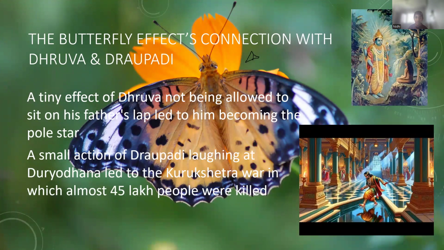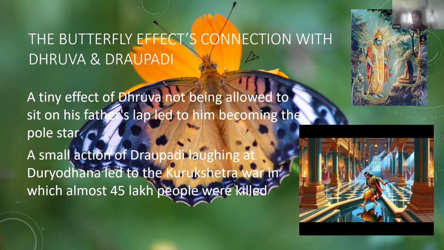Now we can connect the butterfly effect with the story of Dhruva and Draupadi. The tiny effect of Dhruva not being allowed to sit on his father's lap led him to becoming the pole star. We can see that Dhruva's initial small act of devotion and perseverance led to a monumental outcome, like how the butterfly effect illustrates the power of small actions in shaping the larger picture.